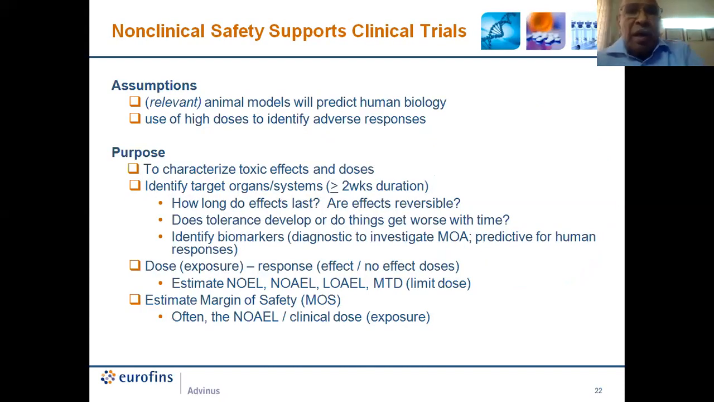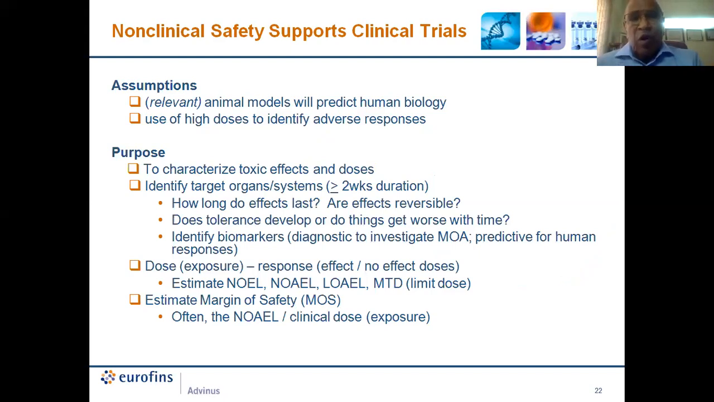Okay, in the non-clinical or preclinical studies, we make some assumptions for clinical trials. All animal studies are always done in support of clinical trials only. Based on the duration of the clinical trial, we do different studies, which we'll discuss to some extent.